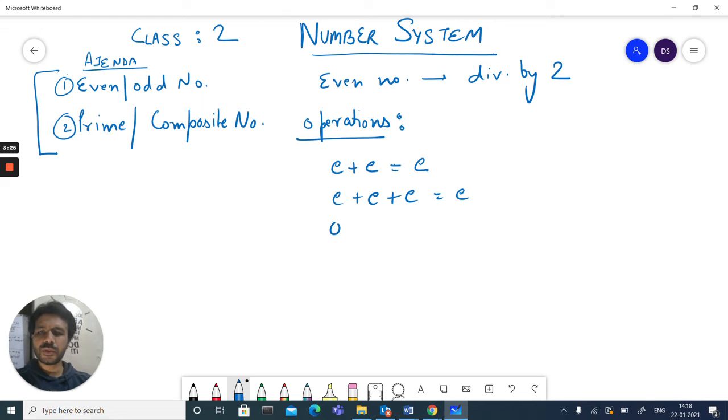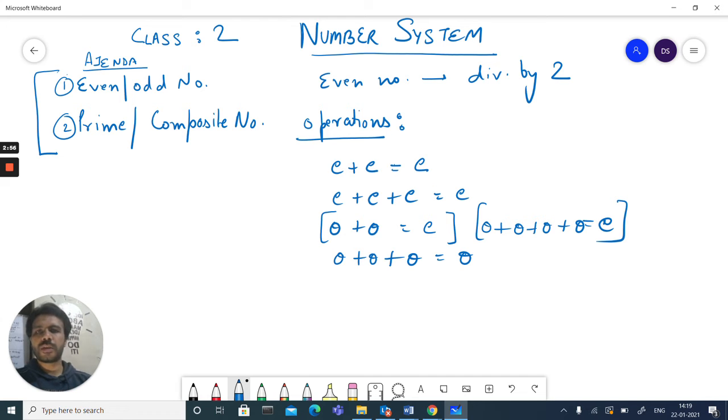But if I do the same thing with odd numbers, let's see what happens. Odd plus odd, 1 plus 1, will give you not an odd number this time, but an even number. 1 plus 1 is 2. If I do odd plus odd plus odd, it becomes 1 plus 1 plus 1, which gives you 3, which is an odd number. So what is happening? Whenever I add 2 odd numbers, or 4 odd numbers, you end up getting an even number. Simply 1 plus 1 plus 1 plus 1, four times, you get 4, which is an even number.